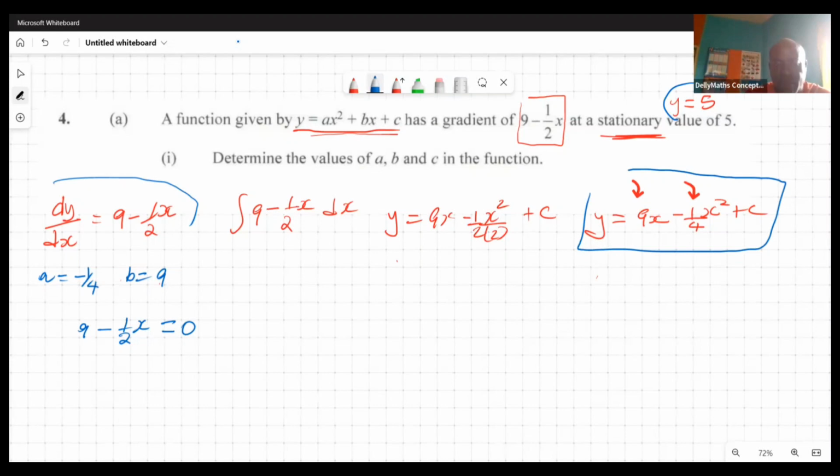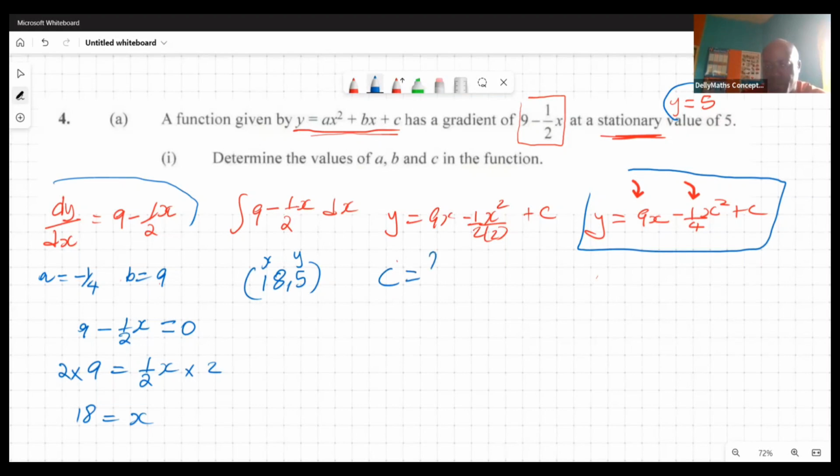All right, so let us solve. Basically, I could just say 9 is equal to positive a half x, and then I could multiply both sides by 2. So 18 is equal to x. It means that the coordinate at the stationary point is 18 along with 5. So this is the x and that's the y value. So what we could do then is to find c at this point.